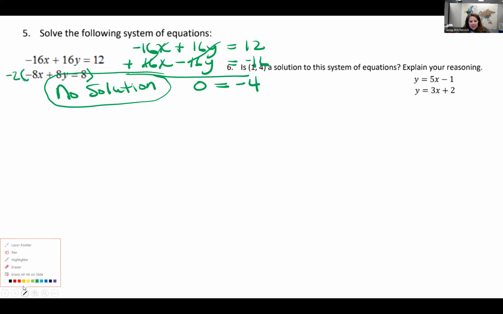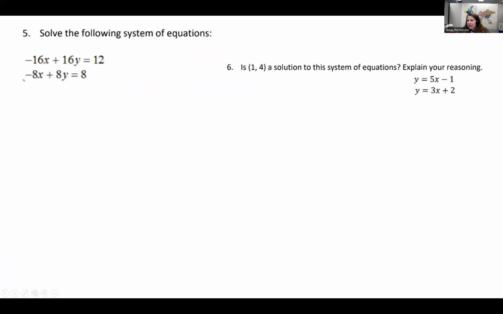All right, number 6, the question is: is (1, 4) a solution to this system? Explain how we know. Well, basically what we need to do is take both equations, plug in our ordered pair, and make sure it works for both of them. If x is 1, 5 times 1, and if I plug in 4 for y, does 4 equal 5 times 1 minus 4? Well, yes, it does. 4 is equal to 4, so I got 1 check mark.